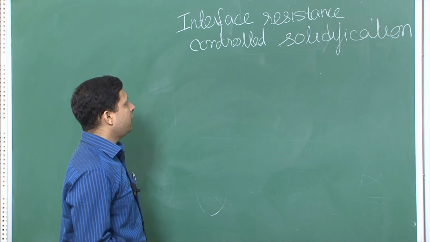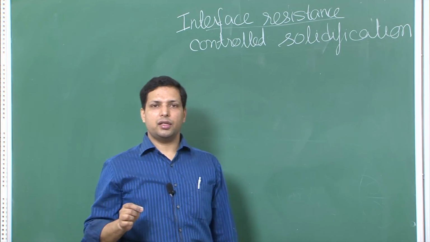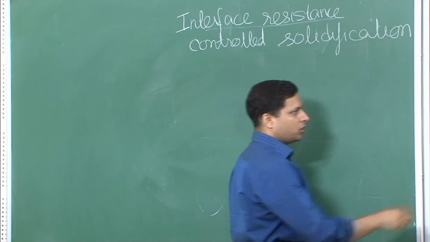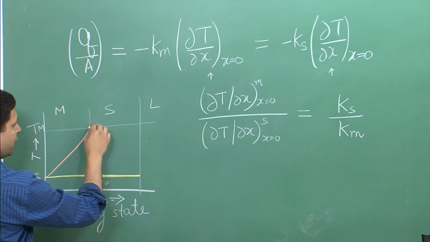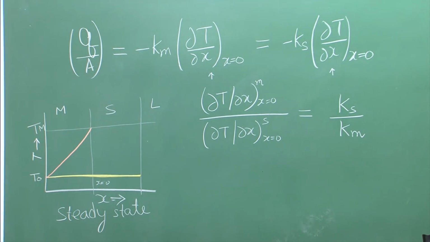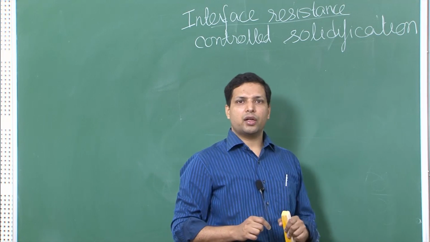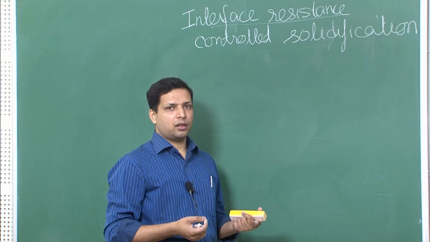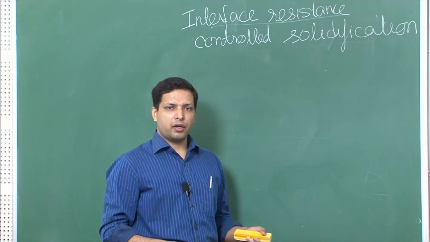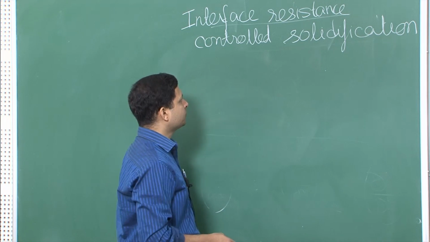So over here, when we talk about interface resistance, what we are saying is that at the interface there is a temperature drop. So far you have seen, whenever we were talking about, for example, mold and solid and liquid, we assumed there was no temperature drop at the interface. But when we are talking about interface resistance dominated solidification, we are saying that it is at the interface that the maximum temperature drop takes place, or in fact, for simplification, all the temperature drop takes place at the interface.